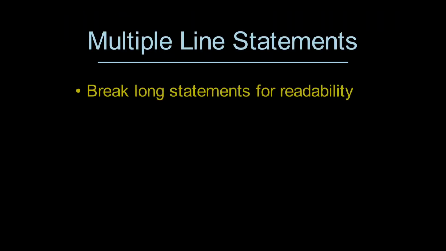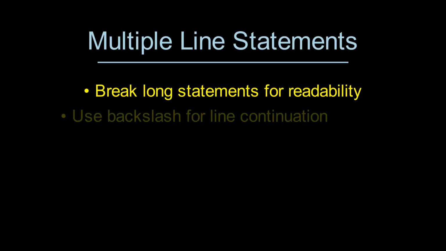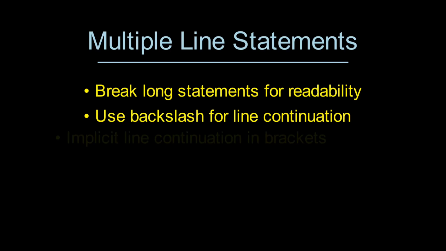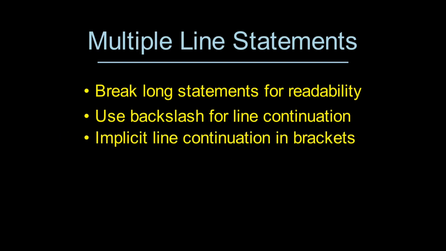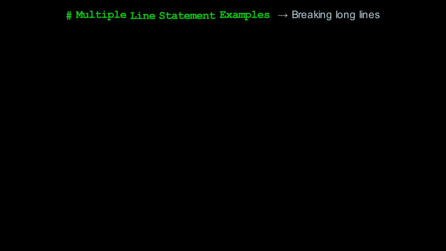Next, when the code gets complex, we will need to break long statements across multiple lines. Python offers several elegant ways to do this. First is to use a backslash. Next, the implicit continuation in brackets.